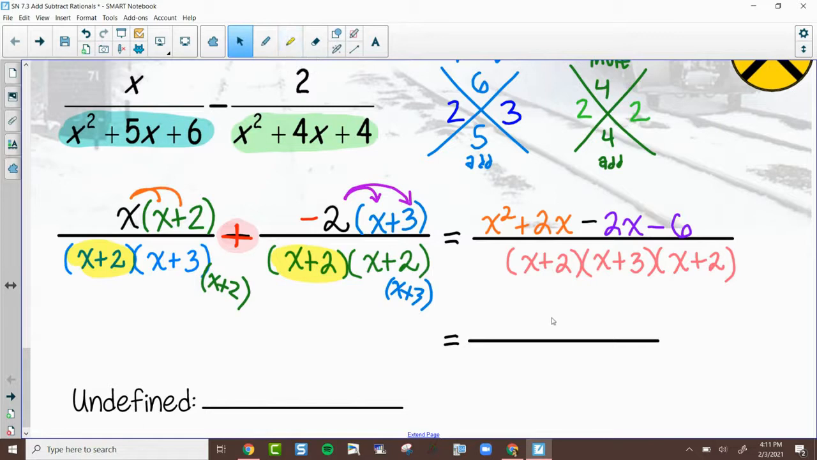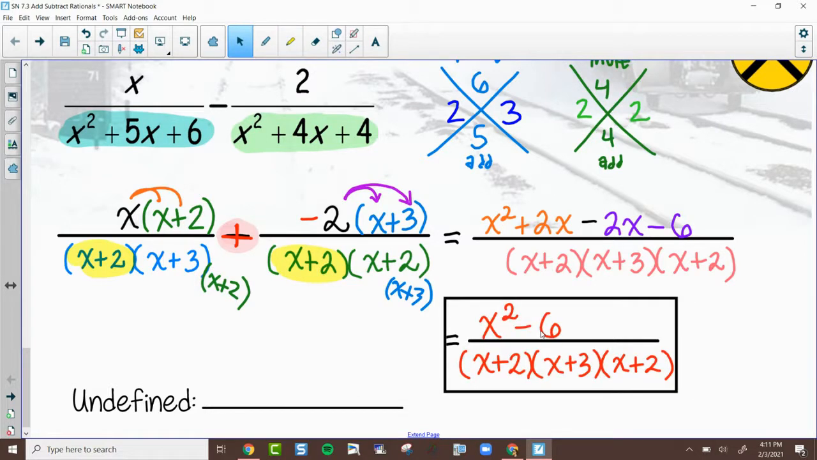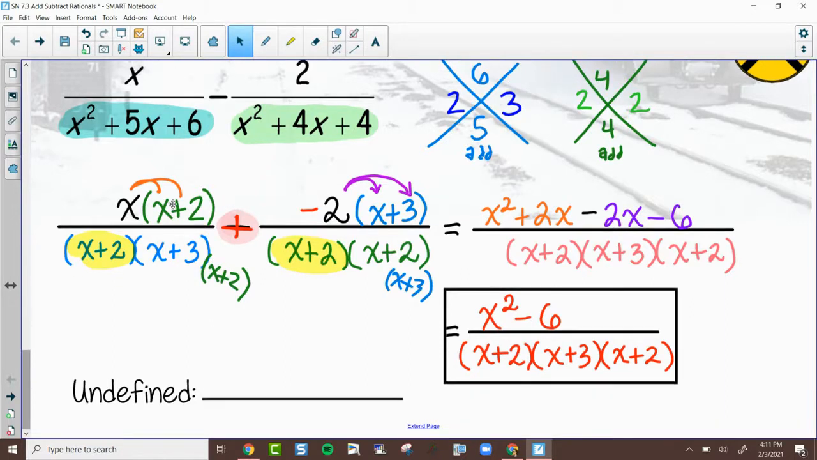Well, this worked out pretty well because I just have x squared minus 6 on top and the common denominator on the bottom. Yes, and don't forget your undefined. Well, I basically have two pieces, two numbers that are undefined on the bottom. So just as long as I don't go to -2 and -3, you'll kind of see I've got matching x plus 2s. So that's why I only have two undefined values. And I'm pretty sure x squared minus 6 does not factor further. So I don't need to keep going.